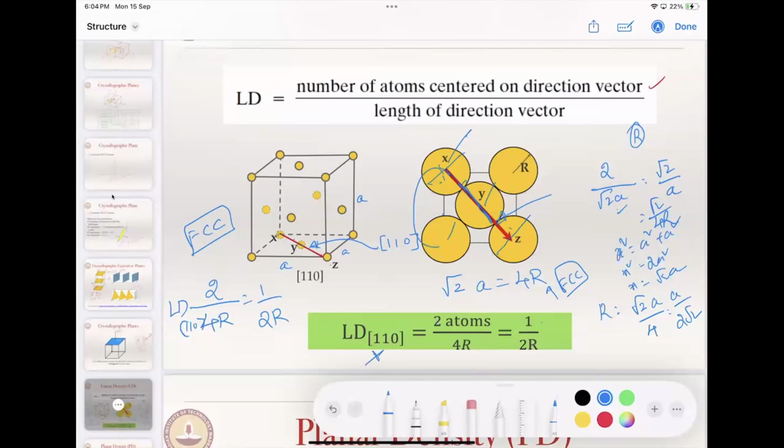Linear density of the 110 direction is 1 by 2r, or root 2 by a. Do all of you agree with that? Is that clear? Is there any question?